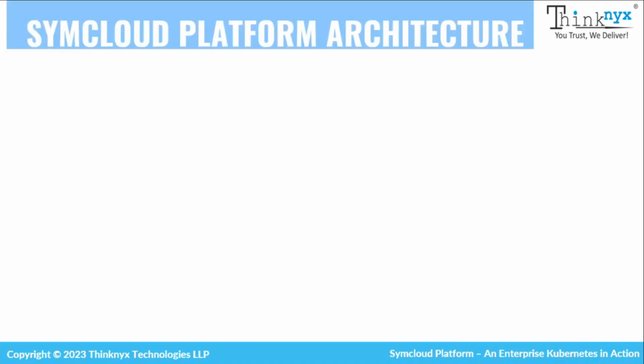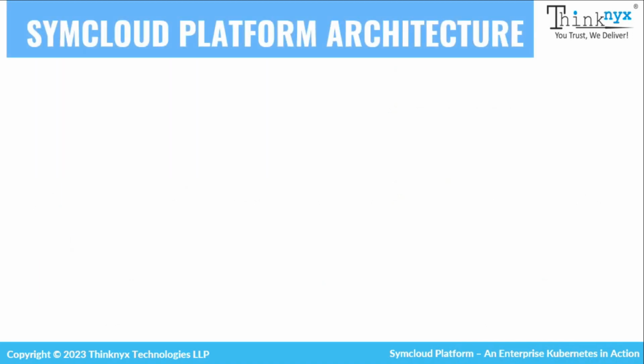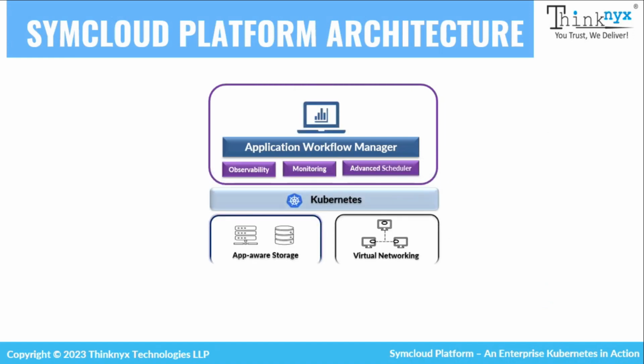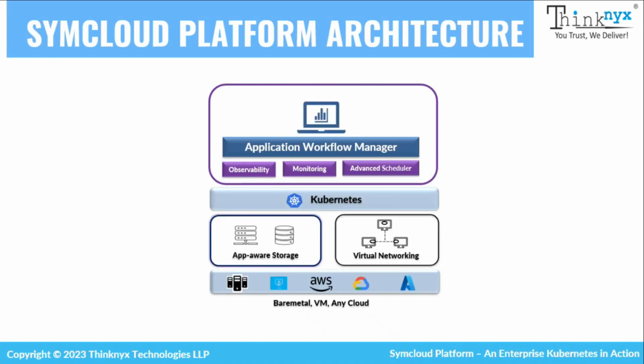Symcloud Platform has the combined power of an application workflow manager running on Kubernetes, application-aware storage, virtual networking, and supports any type of hosting infrastructure, including bare metal, VMs, AWS, Azure, or Google Cloud. The application workflow manager with open source Kubernetes provides one-click or API-driven end-to-end automation, which helps you to deploy, scale, heal, and upgrade your entire application. It also helps you in observability and monitoring, which is not limited to the simple logs and utilization graphs.